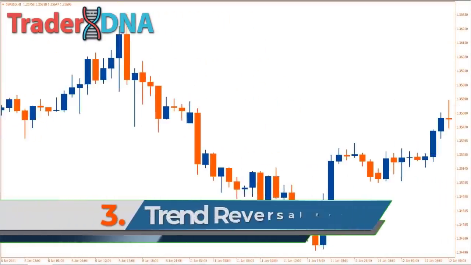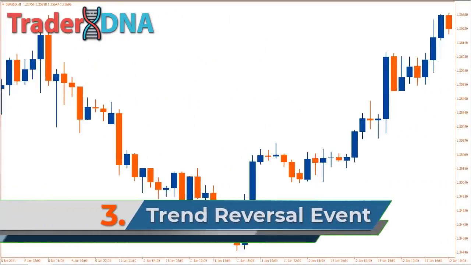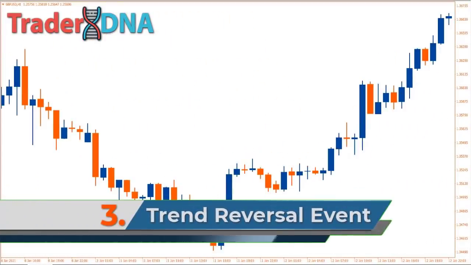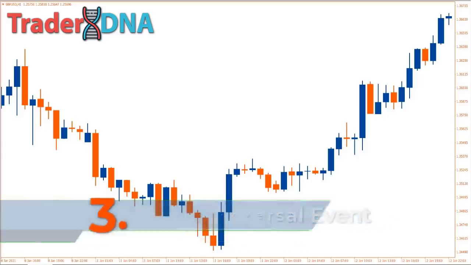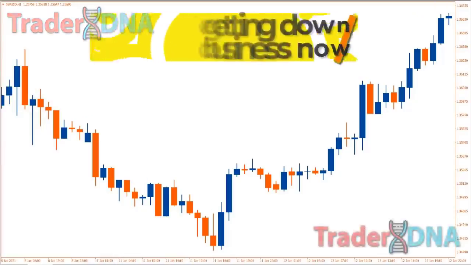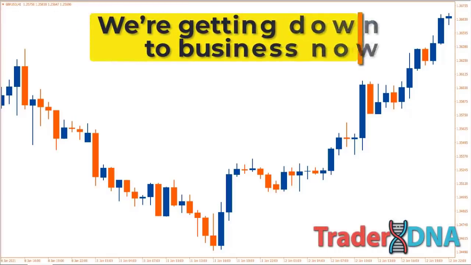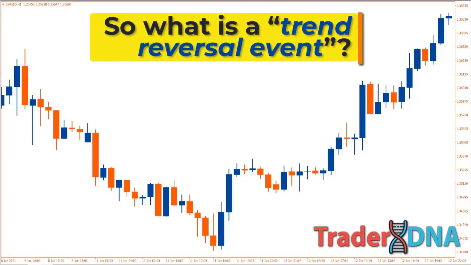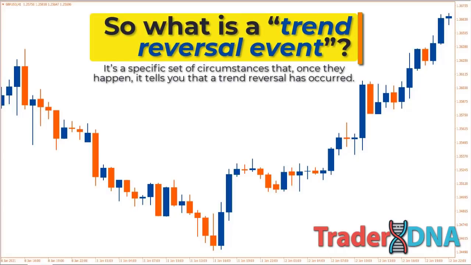Step 3. The trend reversal event. So now we've got a trend, and we've got an indicator or chart pattern telling us that a trend reversal might be on the cards. Now we are on to stage 3 of the 5-stage process. We're getting down to business now. So what's a trend reversal event? A trend reversal event is as follows. It's a specific set of circumstances that, once they happen, it tells you that a trend reversal has occurred.